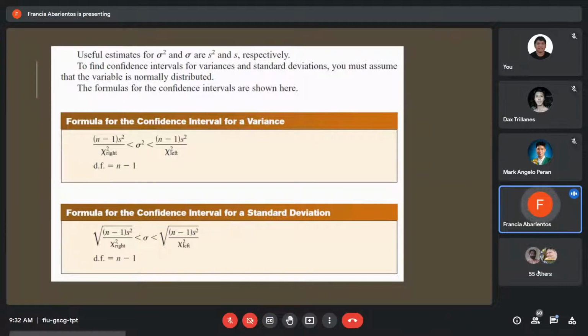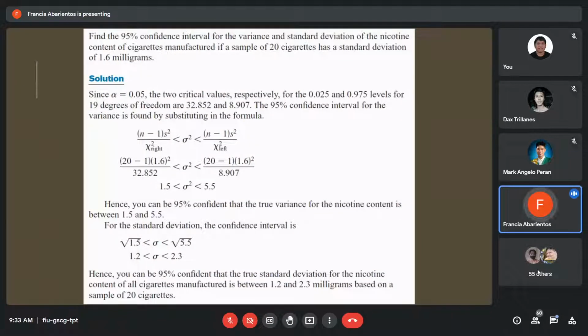So, in a chi-square distribution, class, it is just n minus 1 times the sample variance, and the sample variance again. Here in the variance, class, there is no square root. But when it comes to the standard deviation, they all have a square root. Okay, application. So how do we compute for this?